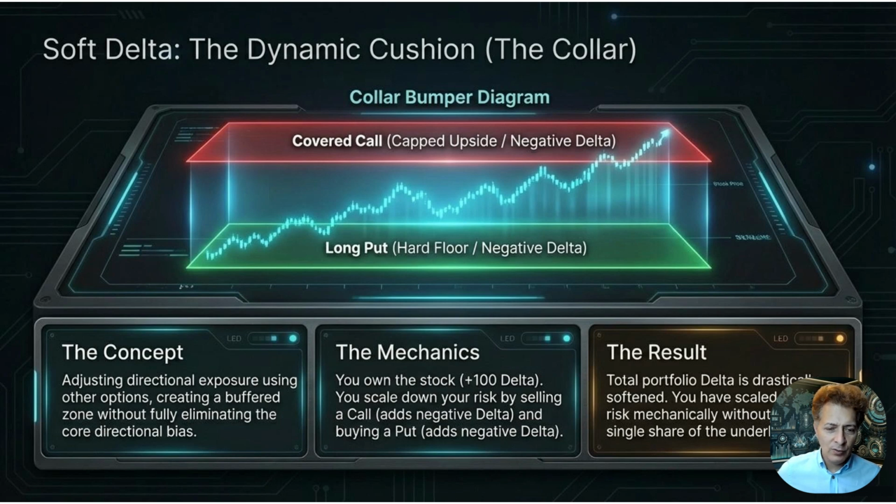So when you do that, think about it from a delta point of view. Selling a call is negative delta and buying a put is negative delta. So let's say you have 100 shares and you bring in 30 negative delta by doing the collar. So now you are left with a position which is net 70 delta instead of 100 delta.